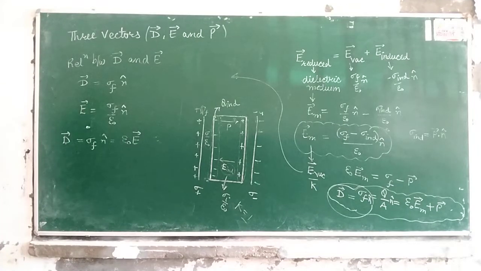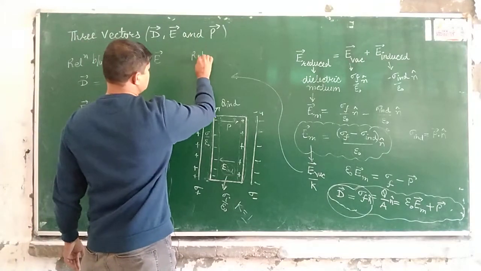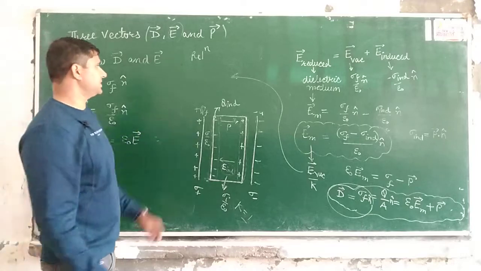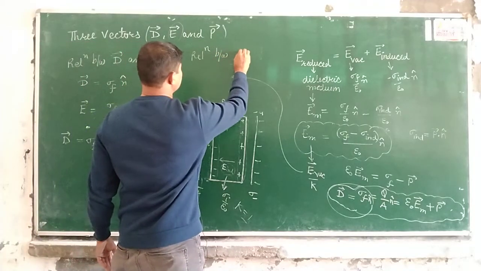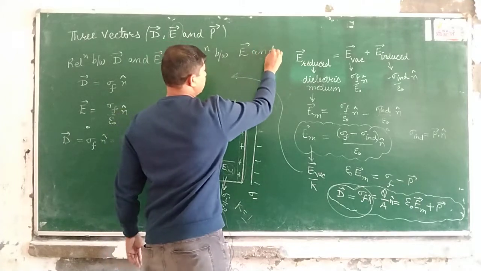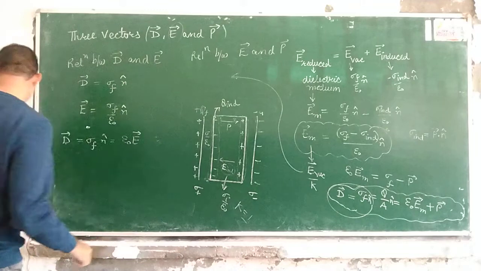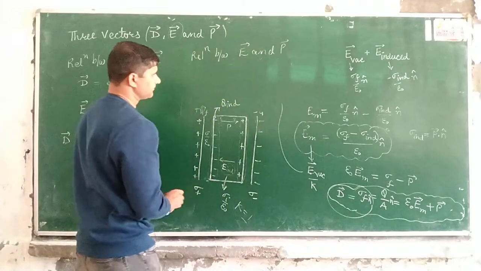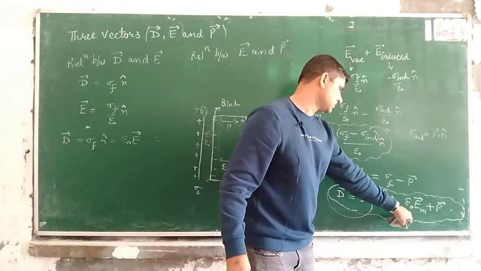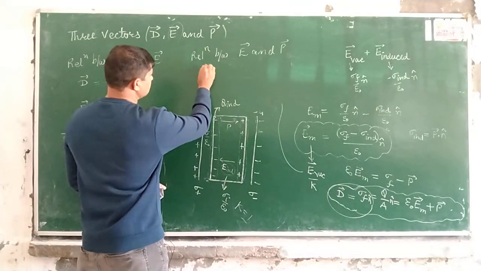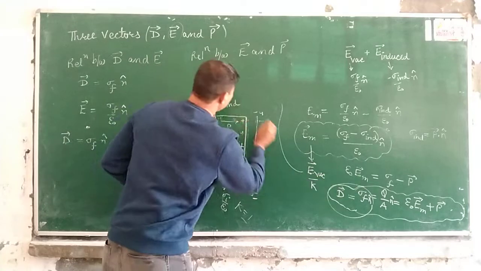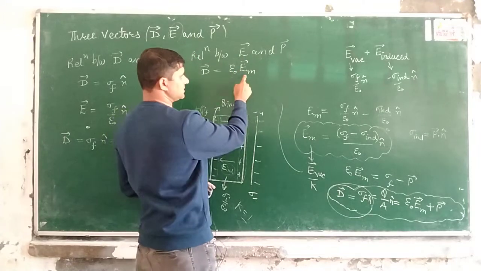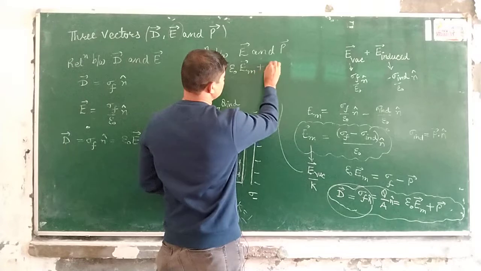Now class, we will see the relation of electric field E, which is in the free space, and electric polarization vector P. So the relation between vector E and electric polarization vector P, you see from this equation we have the relation vector D is equal to epsilon node E of the medium, in the dielectric, plus vector P.